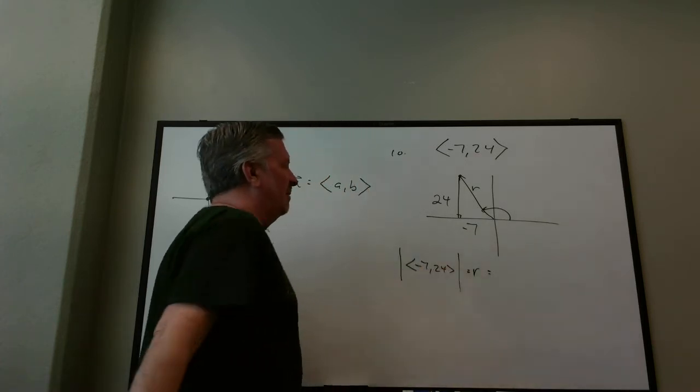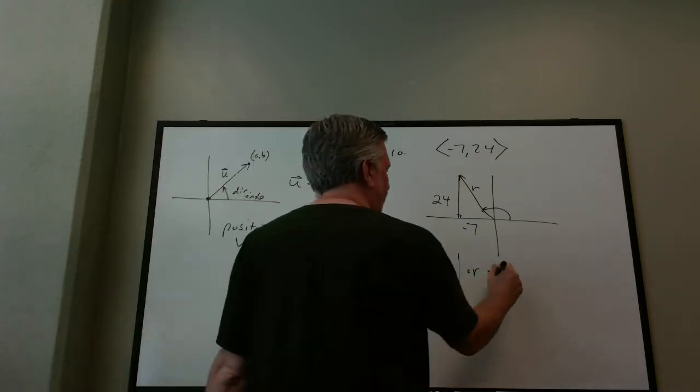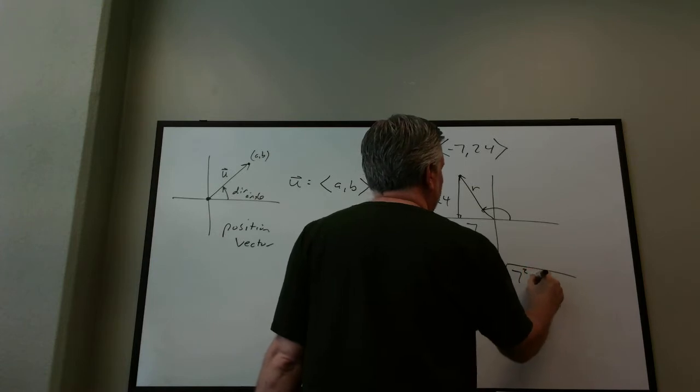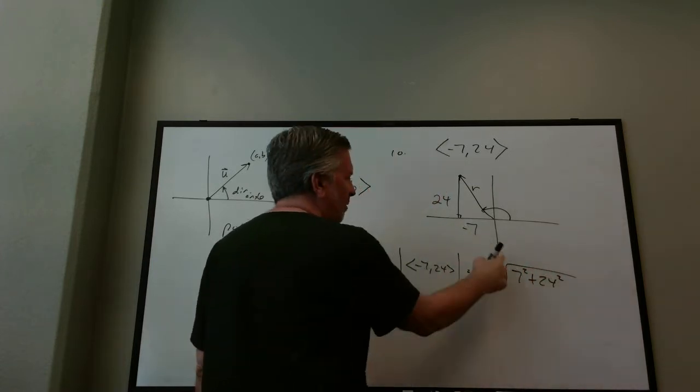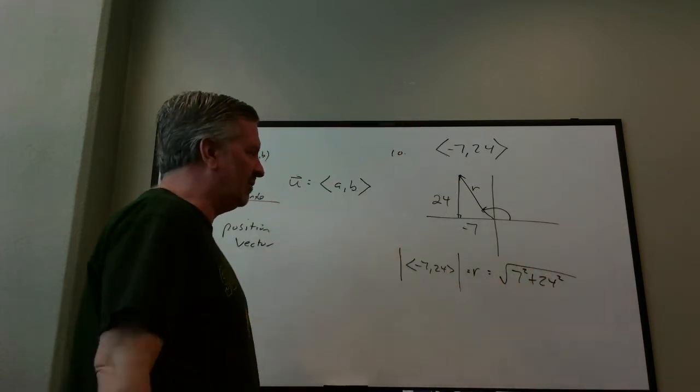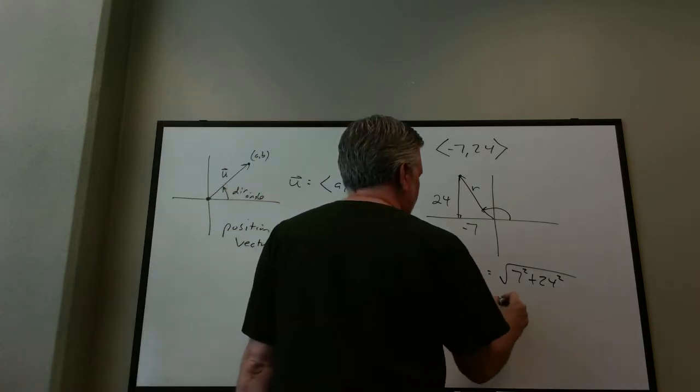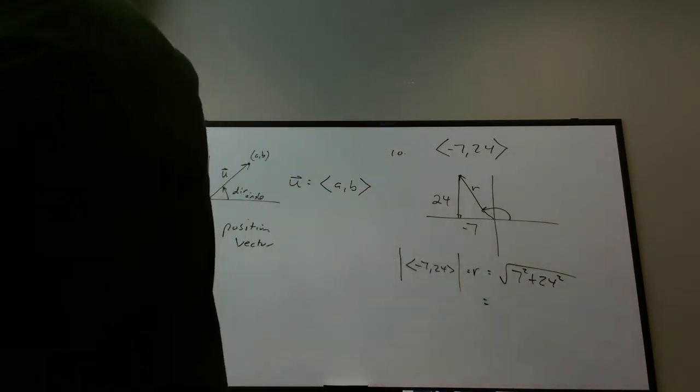Okay? So how do we figure that out? It's that formula we did before. It's the square root of x squared plus y squared. Again, I didn't include the negative sign on 7 because negative 7 quantity squared is the same as 7 squared. So what does that turn out to be? I think this is a Pythagorean triple.